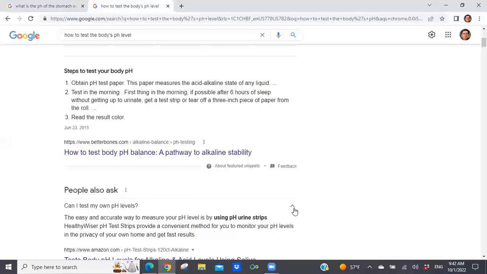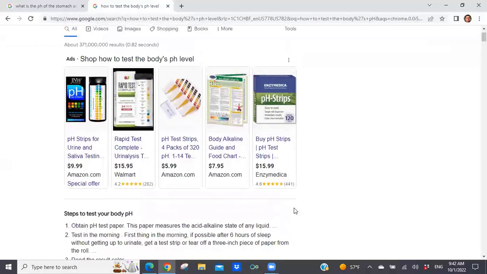Yeah, thank you, Judy. While you were talking, I opened up a browser, Google Chrome, and searched: how do you test the body's pH level? And you can see exactly what Judy talked about. Test first thing in the morning, if possible, after 6 hours of sleep without getting up to urinate. Get a test strip, tear off a 3-inch piece of paper from the roll, and read the results of the color. So again, what Judy talked about, testing your urine, will tell you.